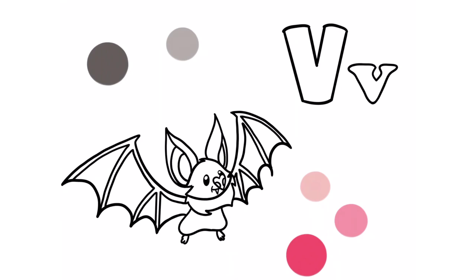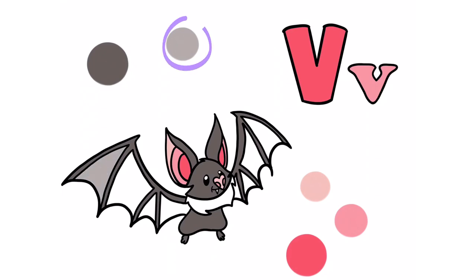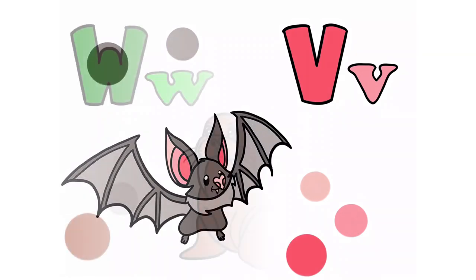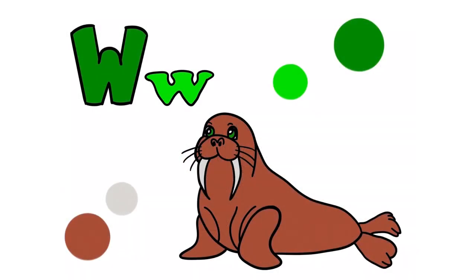Now let's color. Bright pink. Pink. Light pink. Black. Gray. V is for vampire bat. Let's learn the letter W.